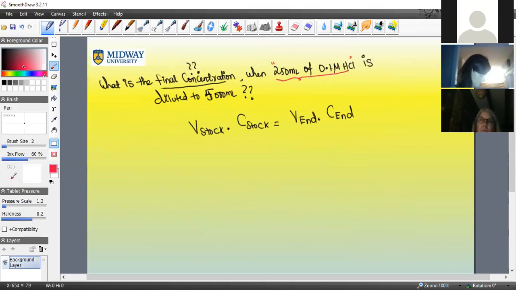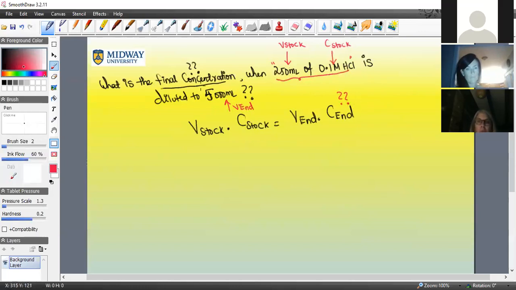Whenever you know a volume and a concentration, that's your V stock, and anything with concentration is C stock. Anything with mils is V, anything with M is C. And we know the V end, we just need to know C end. That's what we need to find.